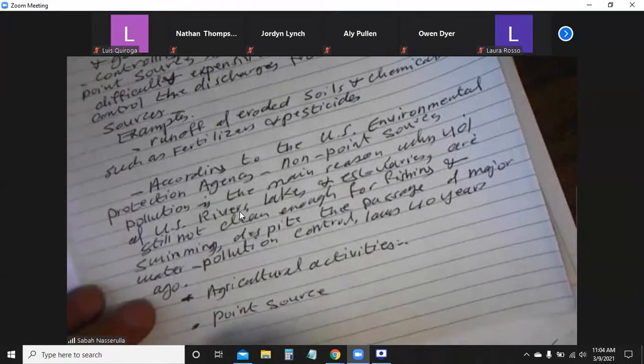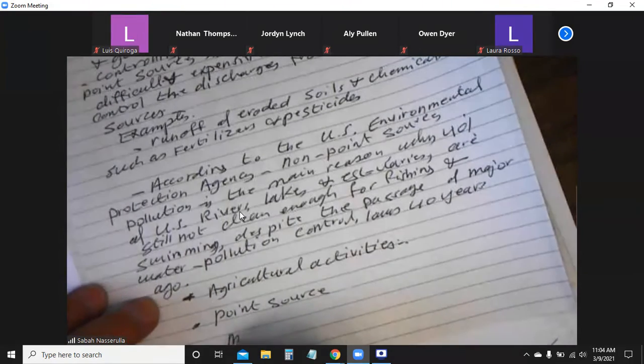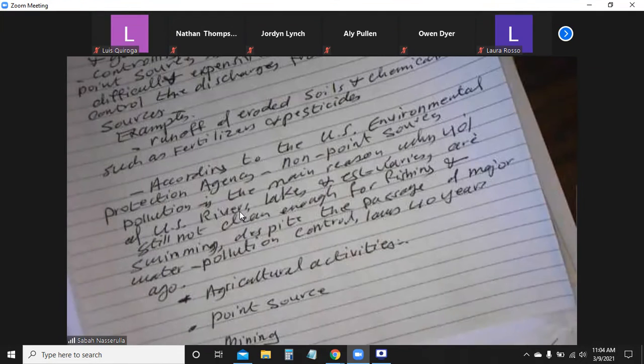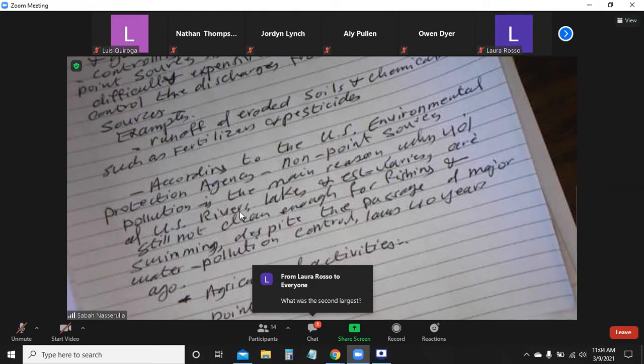Now, the other point I'm going to mention to you here is basically concerning mining. Mining is the third largest source of surface water pollution. To mention some of their impact, for example, surface mining disrupts or disturbs the land. Sometimes mining has some waste.